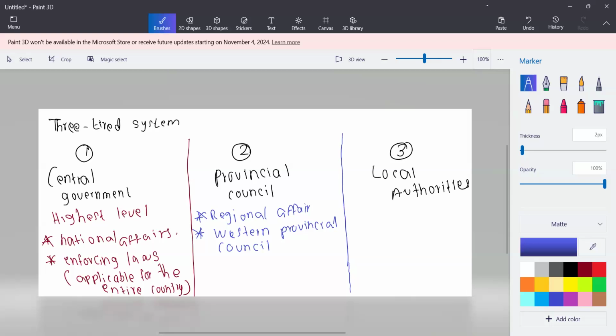Now they are responsible for the local community level, not the provincial level, a small area, right? Now these local authorities are further divided into three sections. Wait, I'll change the color. It's interesting, right? Three sections. Write this note now. I won't teach this again anywhere, sometimes not even in the revision class. So study it now itself. They are divided into three as municipal council.